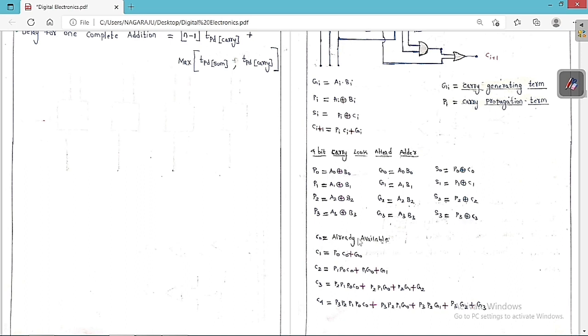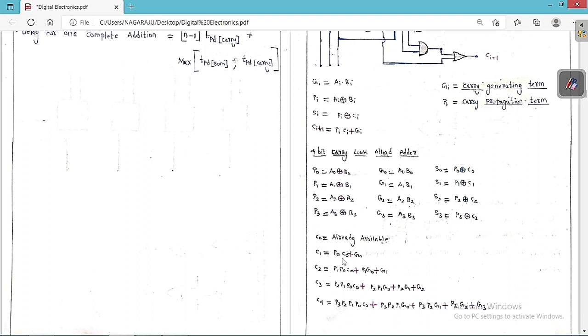C0, I already told you, is already available for the first full adder. Then what is C1? If we substitute i equal to 0, we get C1 is equal to P0 C0 plus G0. Suppose you want C2, keep i equal to 1. So we get P1 C1 plus G1. So C2 is equal to P1 C1 plus G1.